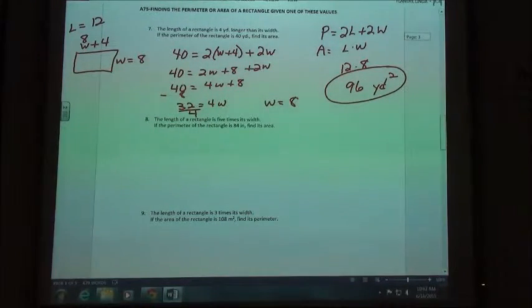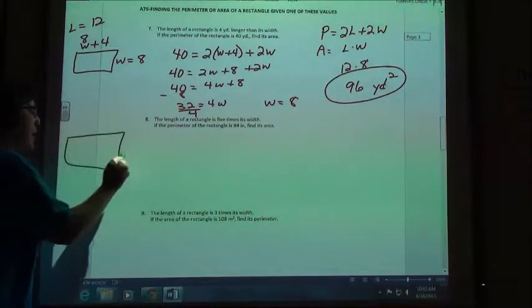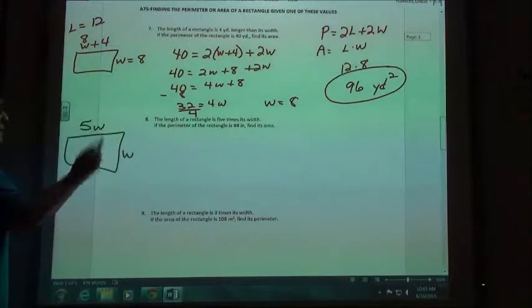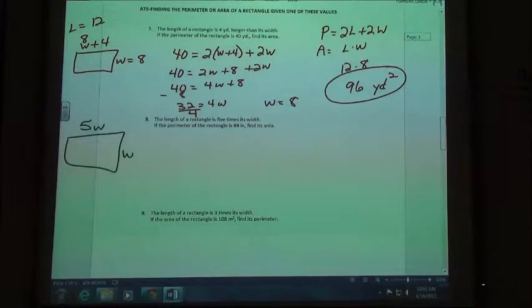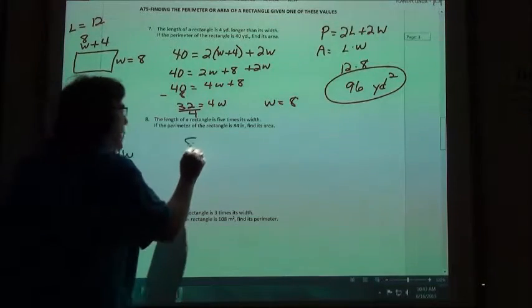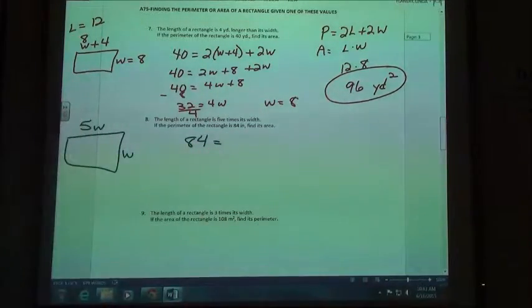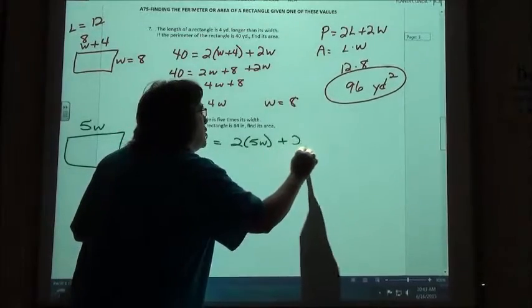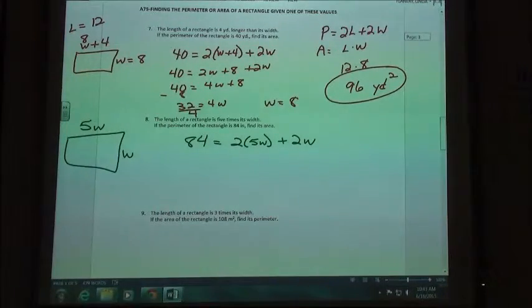Number 8 says the length of my rectangle is 5 times my width. So if I got my rectangle, I label my width W. How am I going to label the length? 5W. 5 times my width. So we again are doing the formula for perimeter. The perimeter is 84. 84 would equal 2 times my length, so 2 times 5W, plus 2 times my width, so 2 times W.